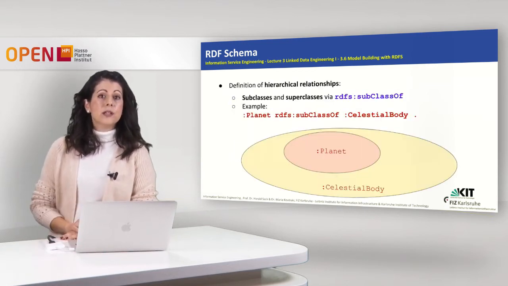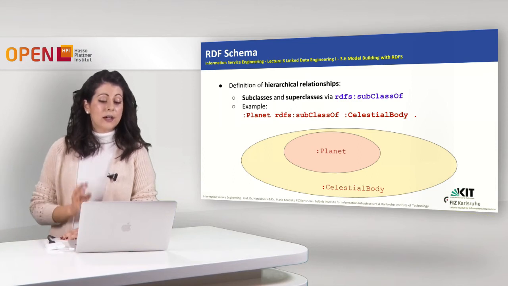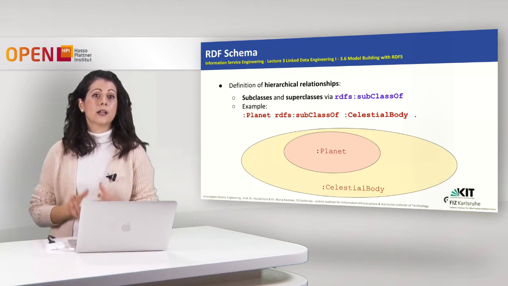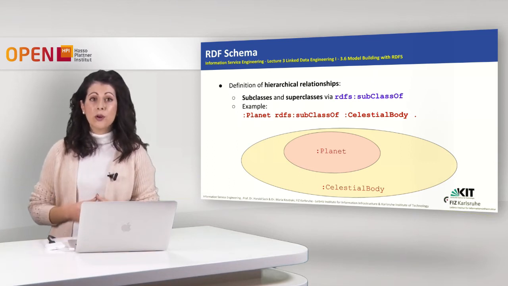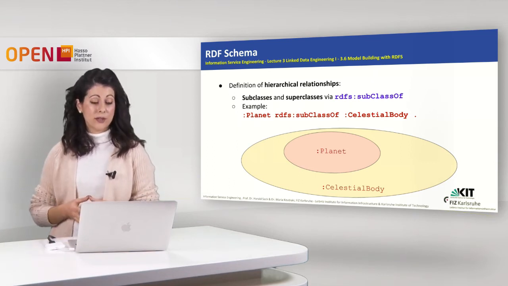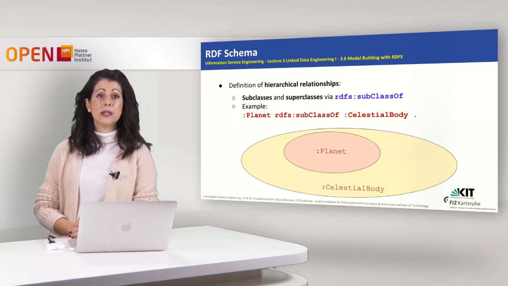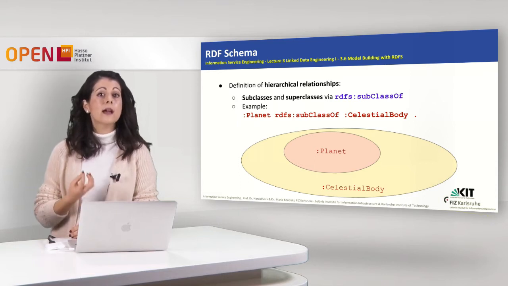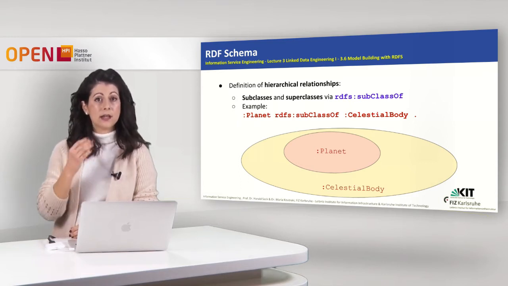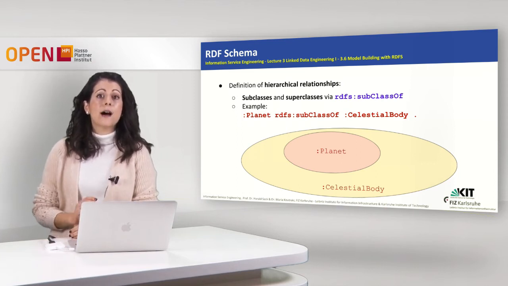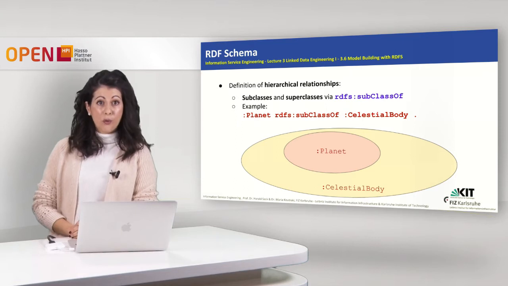And then let's go to the definition of hierarchical relationships. So RDFS allows us to define hierarchical relationships, both for classes and for properties. Let's start with the hierarchical relationships for classes. So what does this mean? It means that we can have subclasses and superclasses here. This is the hierarchy that we define. And this we do via the property RDFS subclass of.